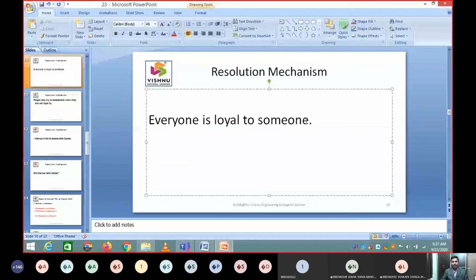So everyone is loyal to someone. I have to take two variables here, which represent everyone and someone. Intentionally, loyal will have two parameters. Everyone is loyal to someone. So y is an existential quantifier and x is a universal quantifier.